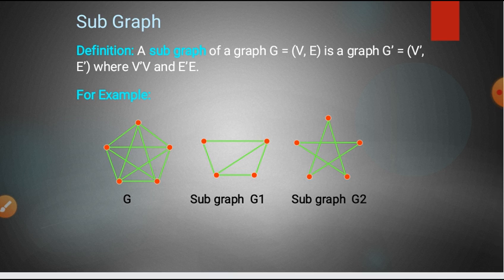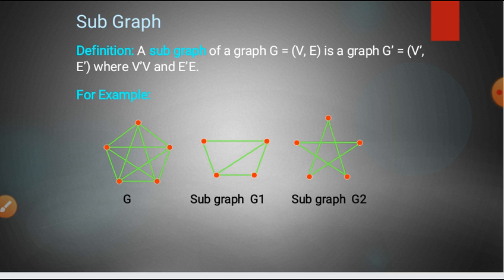A subgraph of a graph G, which is a set of V comma E, is a graph G dash equal to V dash and E dash, where V dash is a subset of V and E dash is a subset of E. For example, there is a given graph G in which we can see 5 vertices and a number of edges. There are two examples, G1 and G2, with which we try to convey the exact definition of a subgraph.